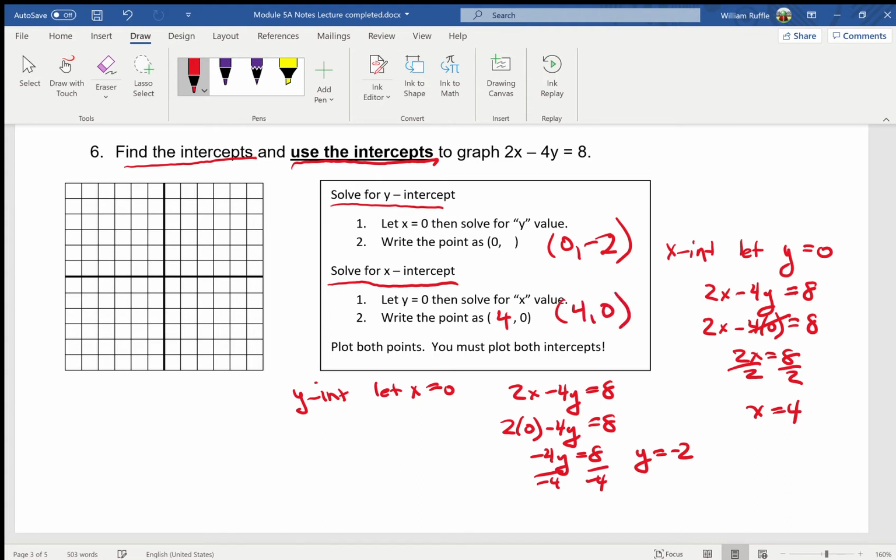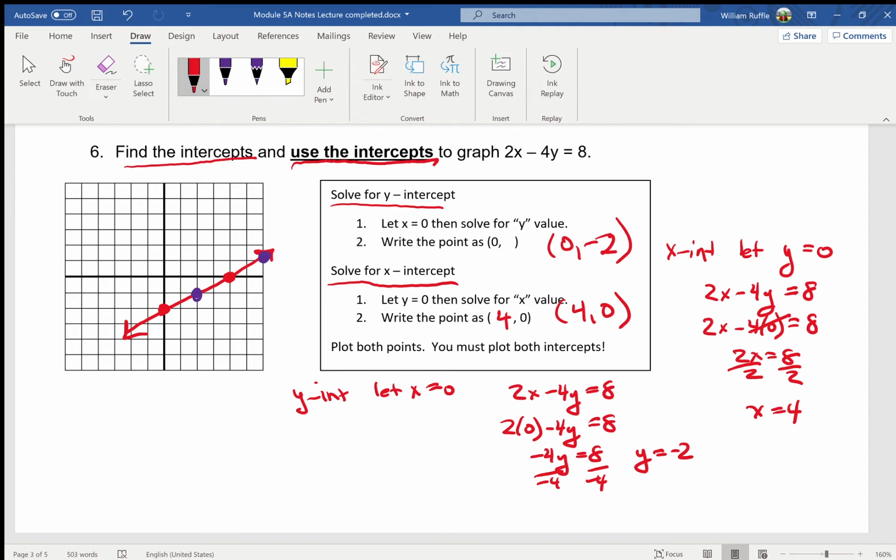Then I just need to plot those 2 points. (0, -2): 0, go down 2. And then 1, 2, 3, 4, 0. And there's my other point, and there's my line. Notice here's the y-intercept, there's the x-intercept, and those are the 2 points you must graph. If I were to use this point and this point, the graph would be wrong because I'm not using the y-intercept. You must use the intercepts.